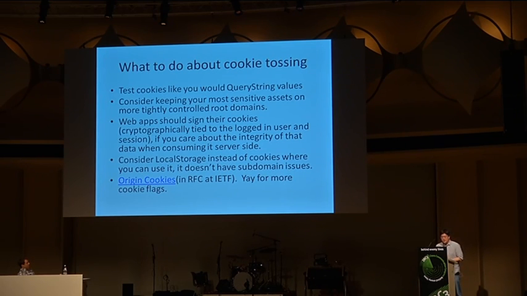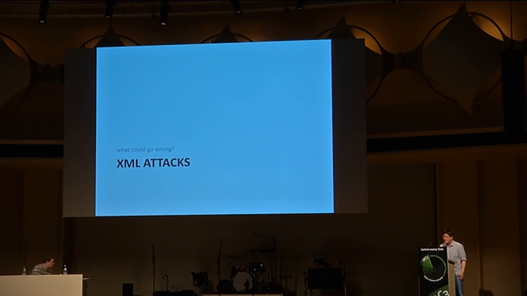There's local storage that you could potentially use in new HTML5 browsers, which may or may not have the same subdomain issues. I don't think a lot of research has gone into that, so it's an interesting area for sure. And of course, there's origin cookies, which is a new RFC, and more standards that are coming to help address issues like this. And with that, I'm going to pass it over to Rich to talk about XML.